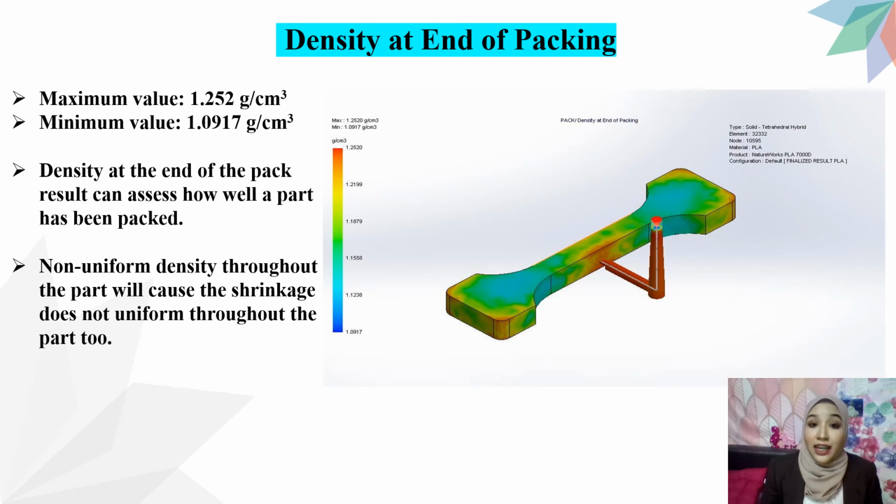The density at end of the pack result can assess how well a part has been packed. Usually, the density result should be consistent across the part, but as seen in the figure, the density is not uniform throughout the part. That was why the shrinkage is not uniform throughout the part too.